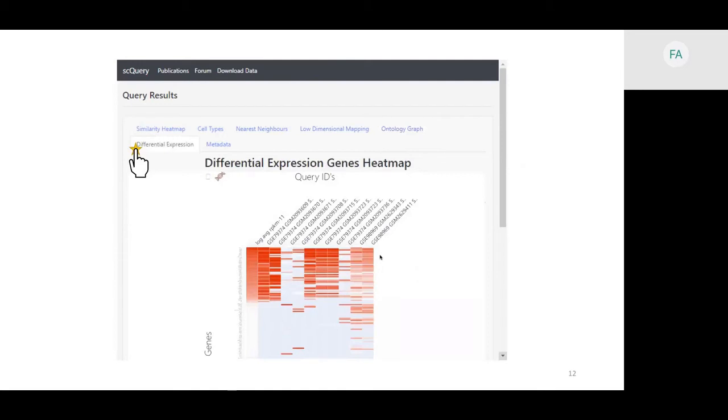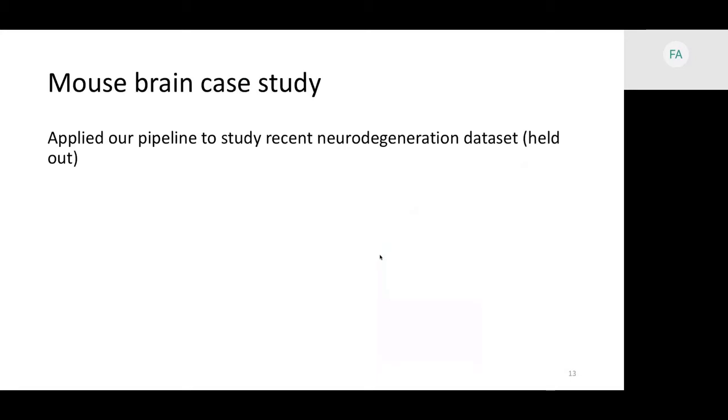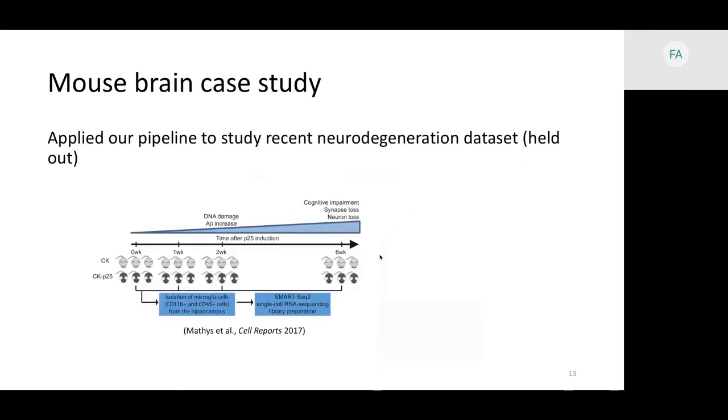And one thing we wanted to do is to see how well this works for some held-out data. So we did a case study where we looked at recent neurodegeneration data sets. In this study, they had a CK-P25 mouse model, and the expression of P25, a kinase activator, is induced, and it results in Alzheimer's-like pathology. And so they had this time series data.